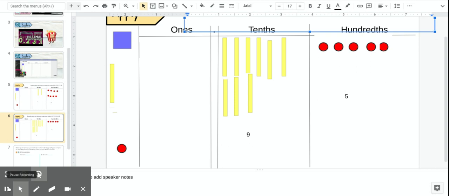Okay, nice job. All right, boys and girls, so that is how we subtract with decimals.